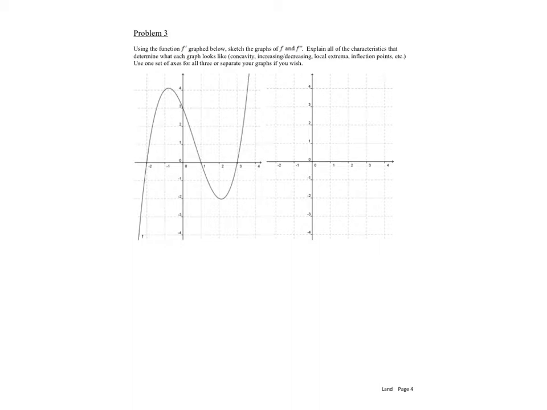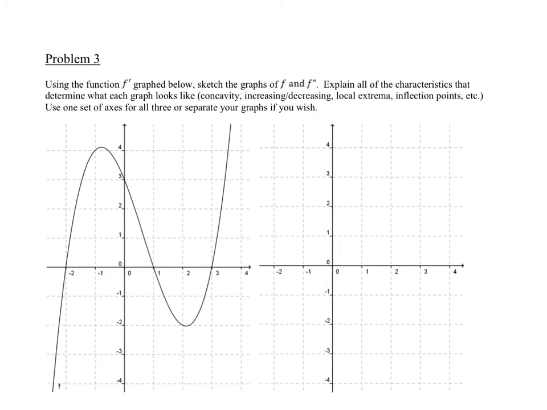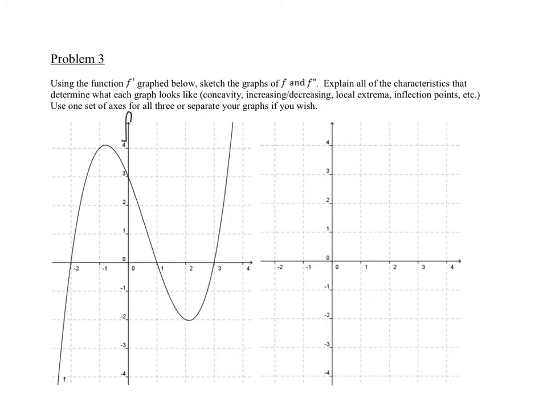All right, here's a couple problems that we're going to look at regarding graphing a function if we know its derivative graph, all right? So here we're looking at a graph of f prime, and so we want to keep in mind here that this is f prime, the derivative of f, and we want to graph f of x, okay? So we want to graph f of x and f prime of x, or f double prime, all right? I want to explain the characteristics of what each graph looks like, concavity, increasing, decreasing, all that jazz.